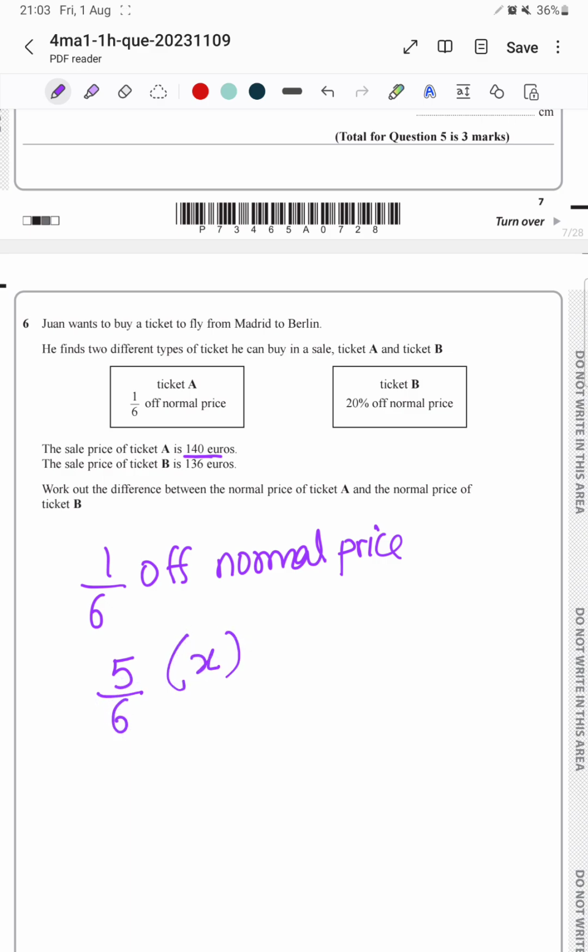Now let's say the normal price is X. So 5/6 of this X is going to be 140 euros. So what will be the normal price in this case?